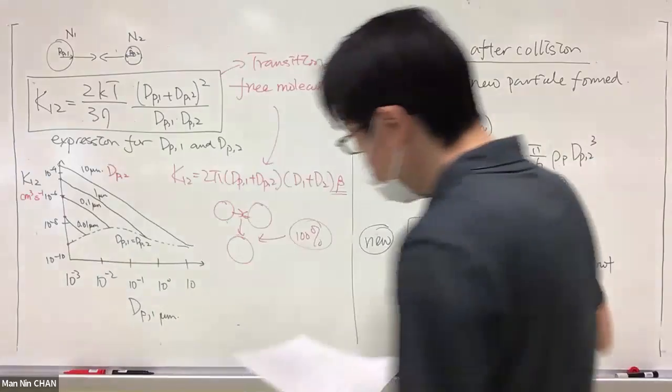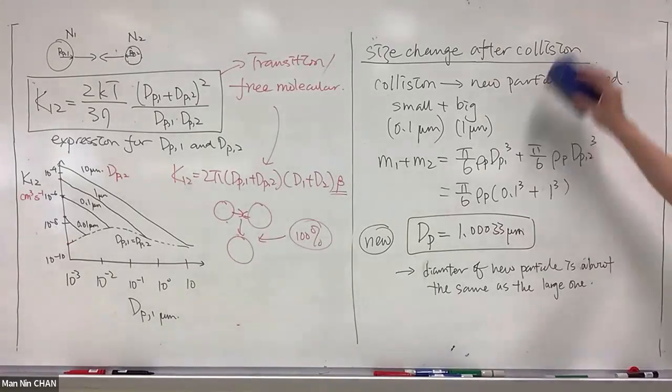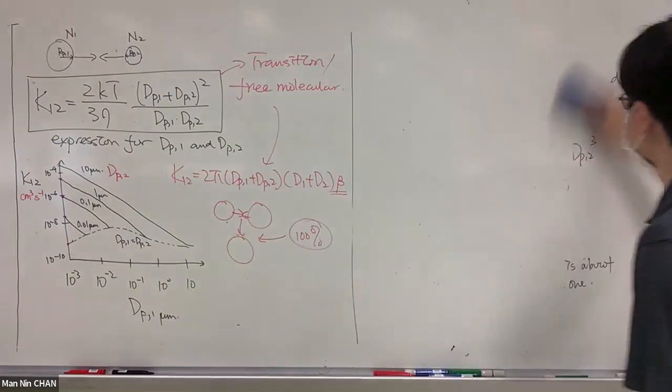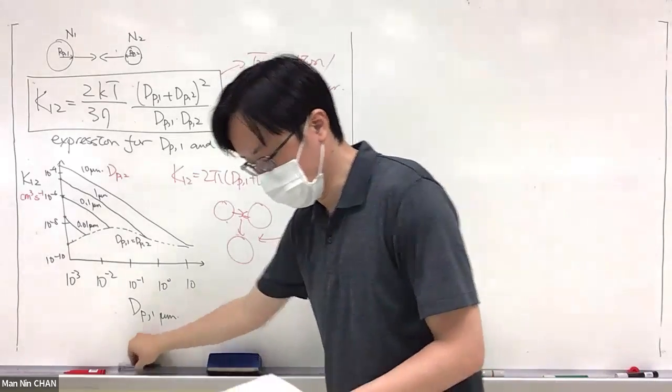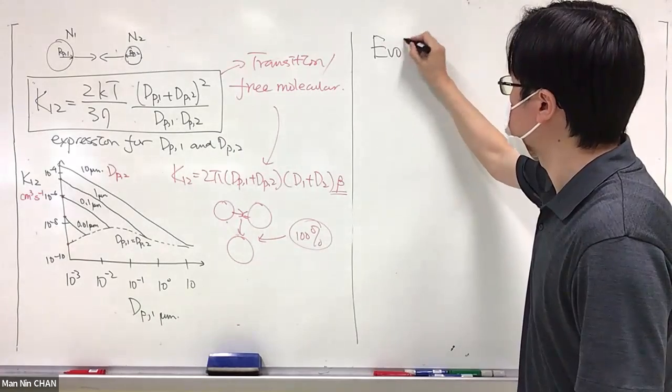Okay, so we also want to do some mathematical discussion to look at, when you have this kind of coagulation, how you will change your aerosol number concentration. So let's say you have some aerosol population. We want to look at the evolution.